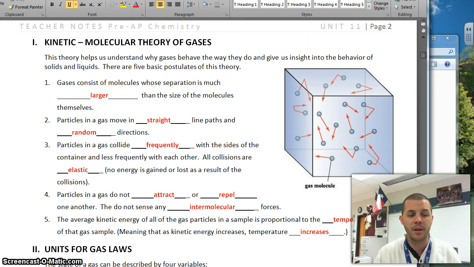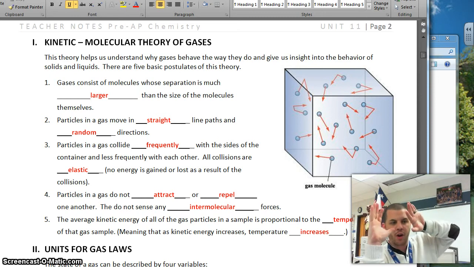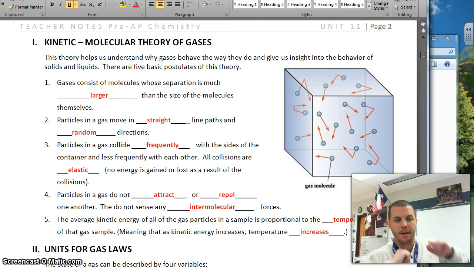Postulate number 2: particles in a gas move in straight line paths, however, in random directions. So all of the molecules that are in this room are not all going in that direction at one time. They're all flying all about. However, their pathway is a random pathway. They'll fly in a certain direction until they bounce off of something, and then they'll bounce off into another random direction.